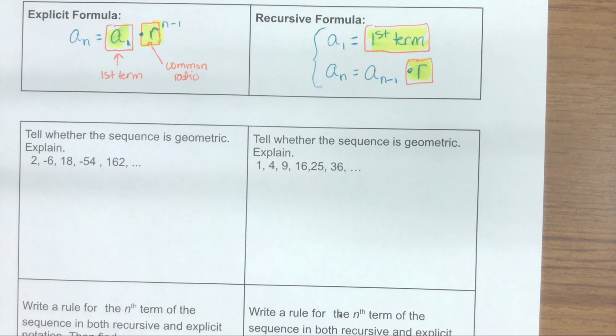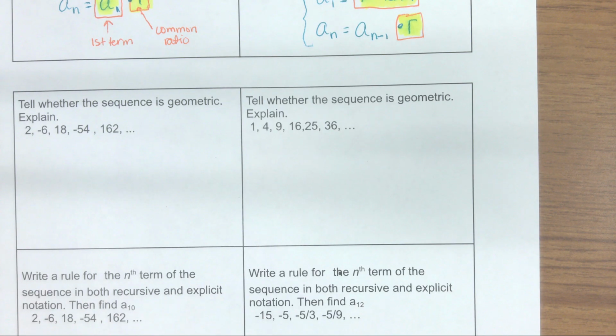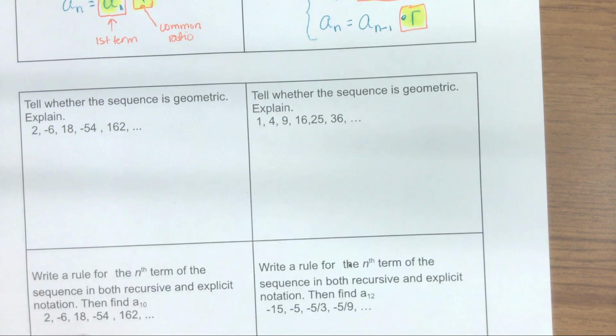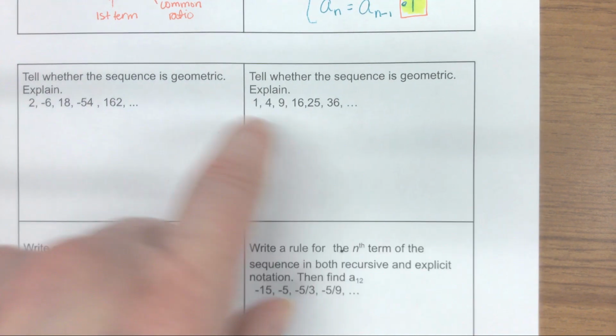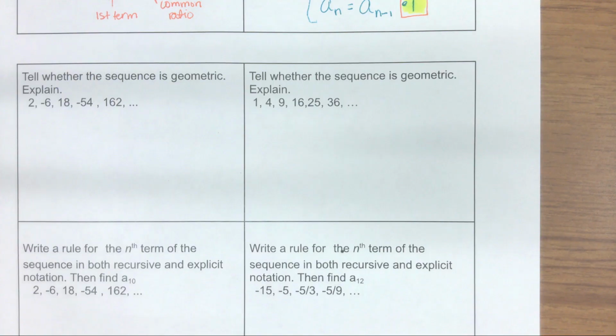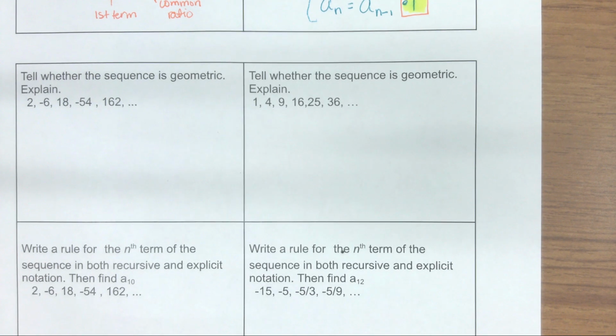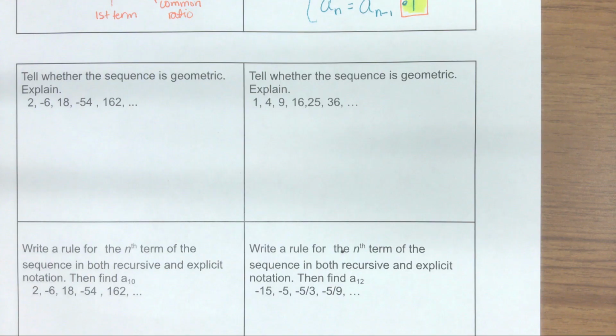So real quickly, what I want you to do is just with somebody around you, would you decide if these two sequences are geometric or not? And if you need to get a calculator out, like to divide the terms, to figure that out, then you can. Are those two geometric, yes or no? Just a yes or no is good enough.